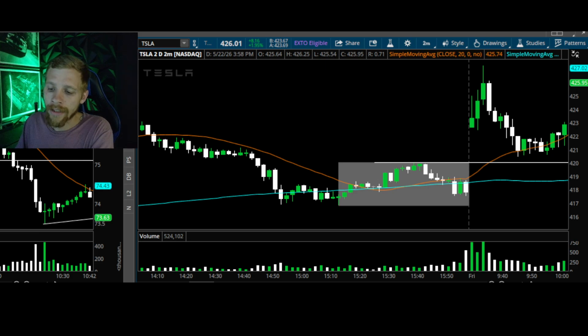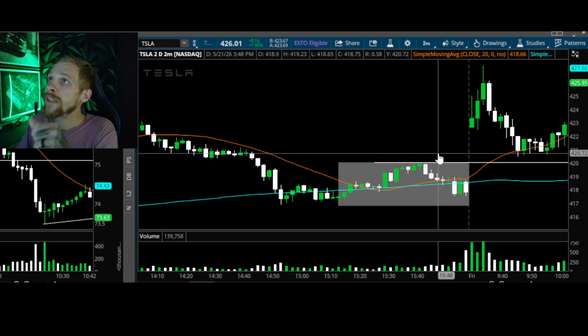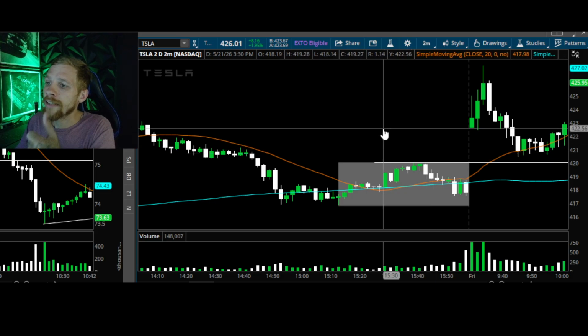So stocks are a lot like real estate. It's location, location, location all the time. There's only valid opportunities and valid entries in the right location, not just because you get green or you get red.